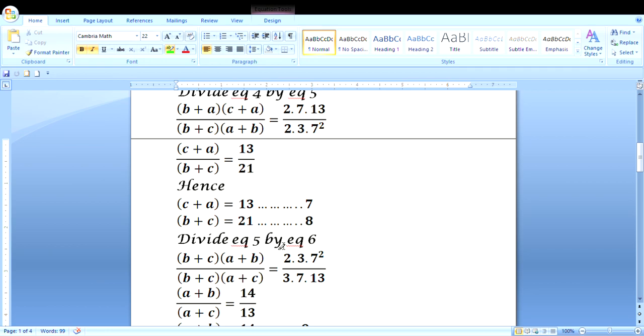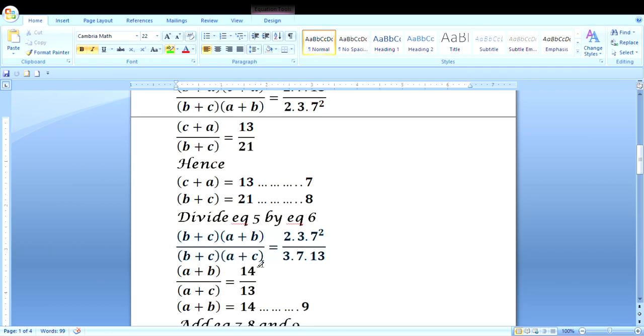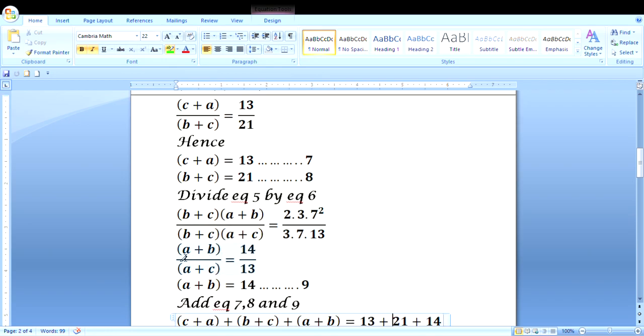Now let's divide equation 5 and 6. If that is done, you will discover that we have (b plus c)(a plus b) divided by (b plus c)(a plus c), and the common factor here is b plus c, which cancels, and what is left on the left hand side is (a plus b) over (a plus c). On the right hand side, 3 cancels 3 and 7 cancels 7.